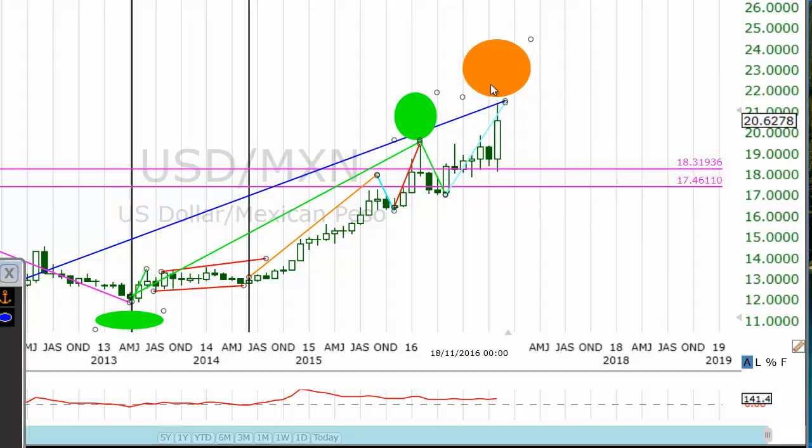All right, here it is. So this is the top of their fifth Elliott wave. For me, this is the top of my fifth Elliott wave.